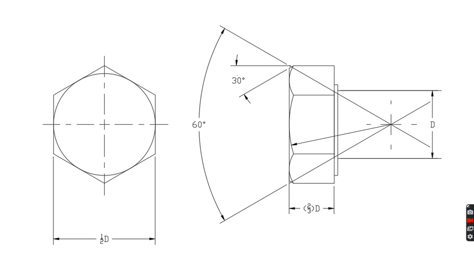Okay, now we're going to draw our hex head and our nut. So here are the dimensions we will use. Across the flat will be 1/2 of the major diameter. Here is the major diameter. The thickness is going to be 2/3 the diameter. And we're going to create a 60-degree angle here. That's going to give us this radius right here. Then we're going to create a radius here and here, and then we have a 30-degree chamfer there.